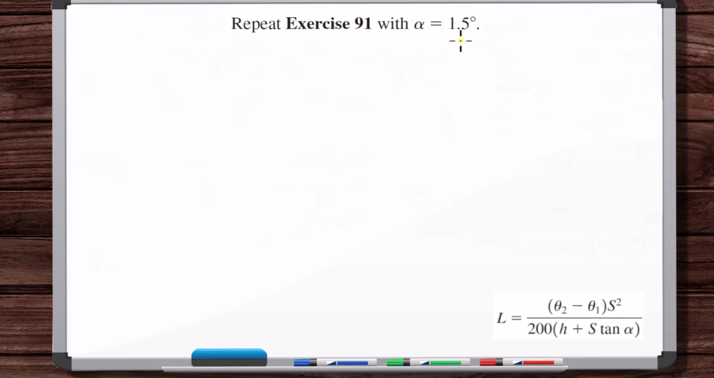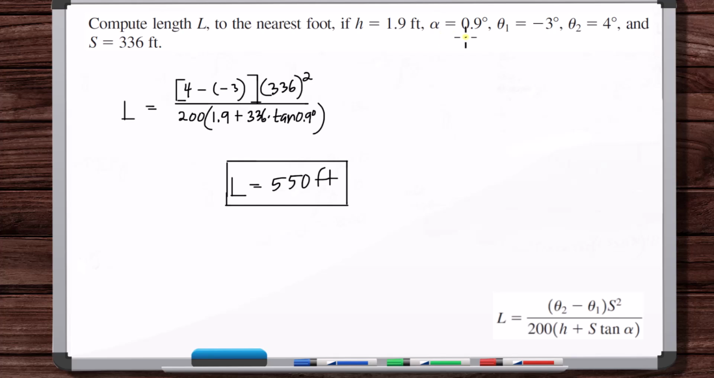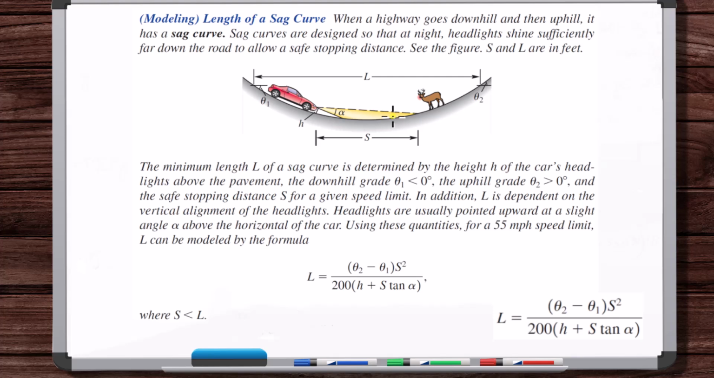Okay, repeat the previous exercise, but with alpha equal to 1.5. So we're changing alpha from 0.9 to 1.5. What does that mean? Alpha is like the spread of the lights. They don't tell us what alpha is. Or maybe it's the orientation of the lights. Oh, no. Headlights are usually pointed upward at a slight angle alpha above the horizontal of the car. Oh, okay, yeah. So it's a slight upward pointing of the headlights.